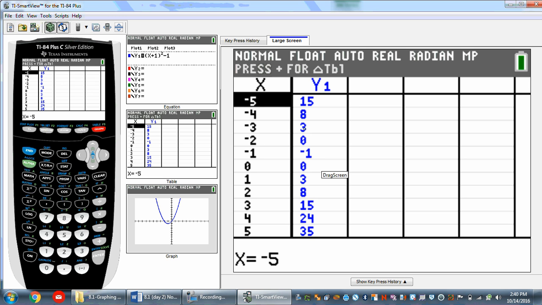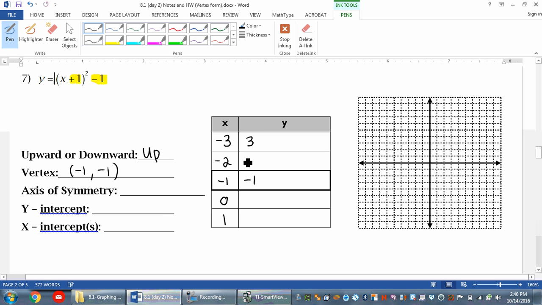So I'm going to fill in my points. All right, let's connect them. So plot those points. Negative 3, 3, negative 2, 0, negative 1, negative 1, 0, 0, and 1, 3. And it's going to come up. We already knew that. Again, my axis of symmetry, you don't have to graph this, is the vertical line that cuts my graph roughly in half. And since it's a vertical line, it's always x equals, and it's x equals negative 1.